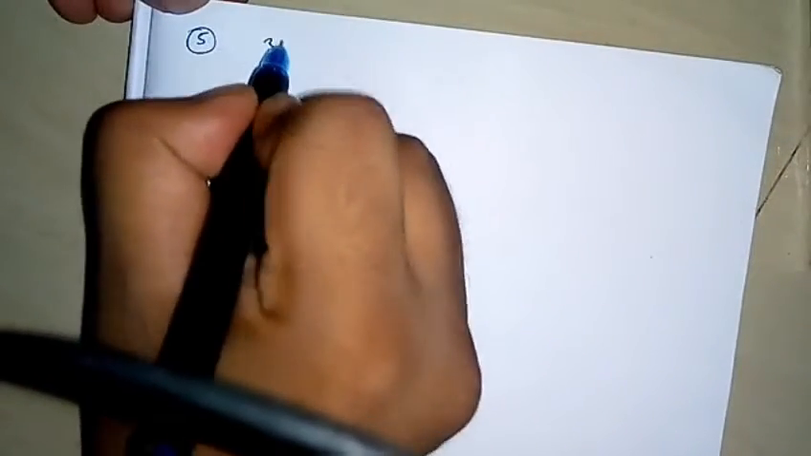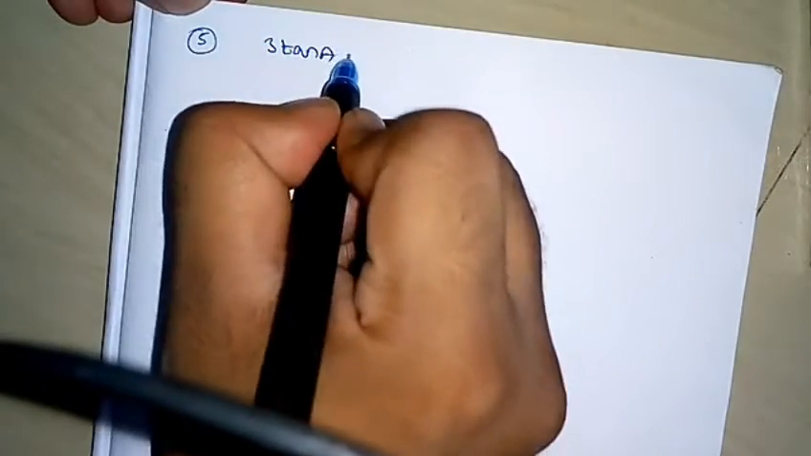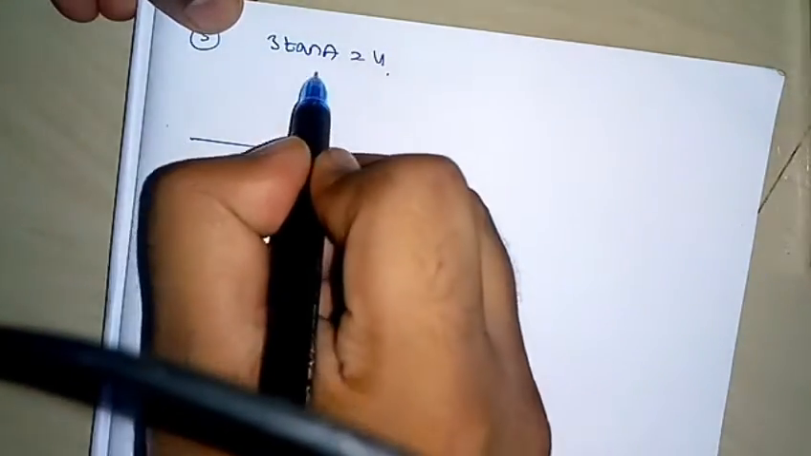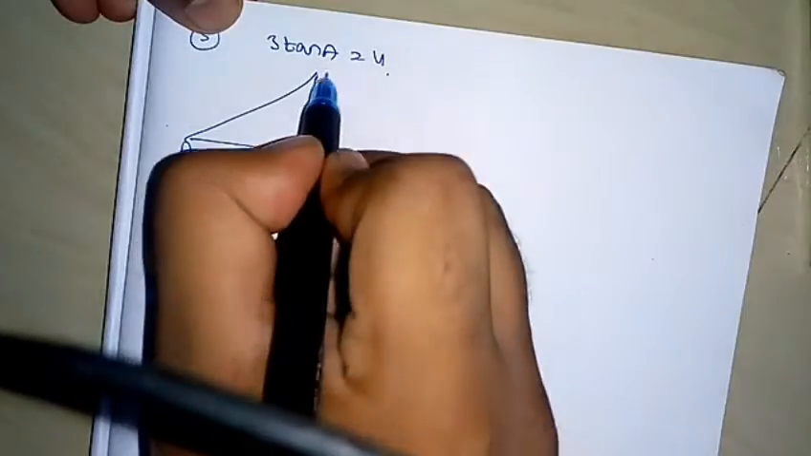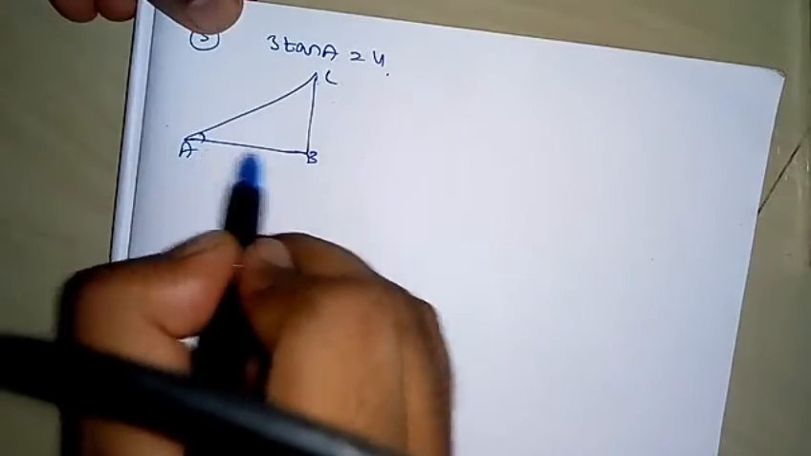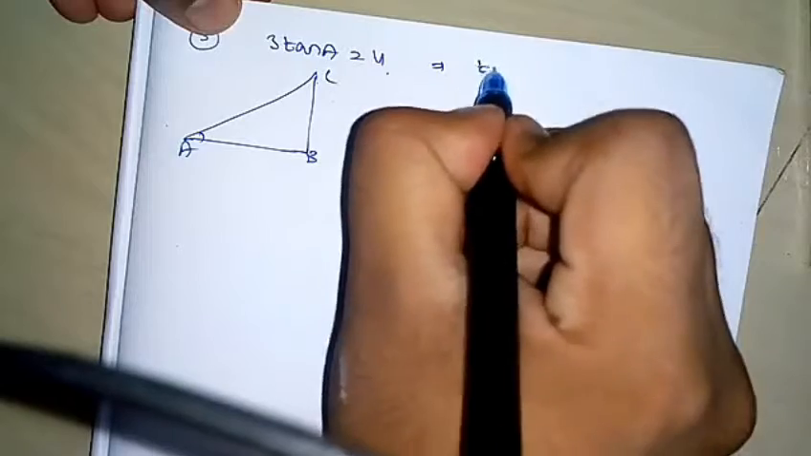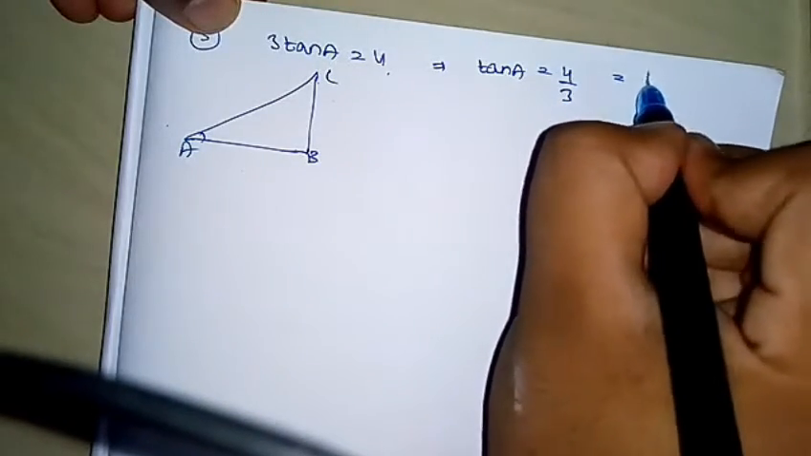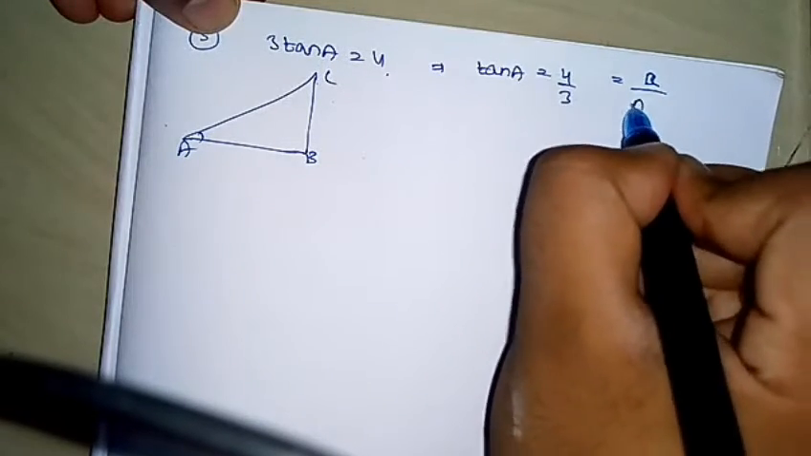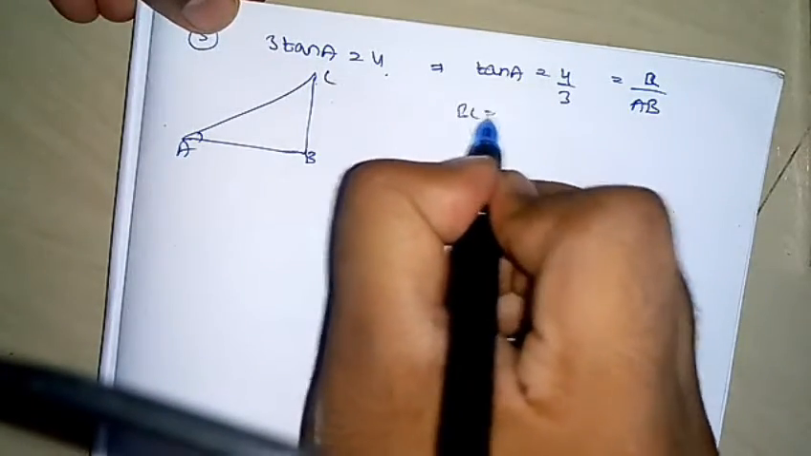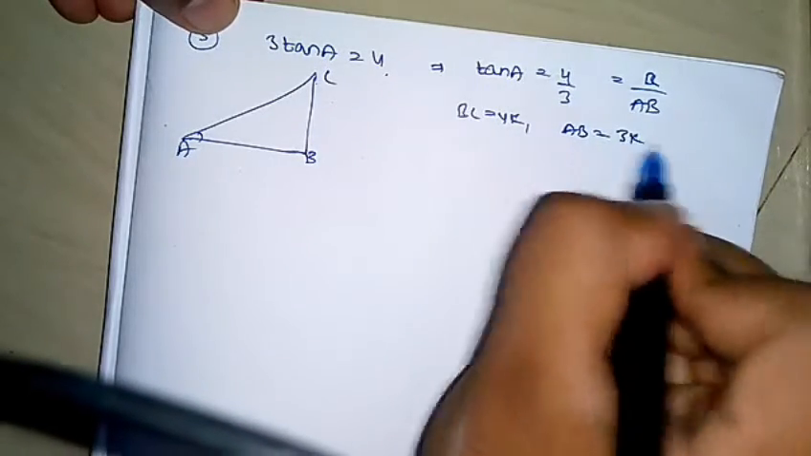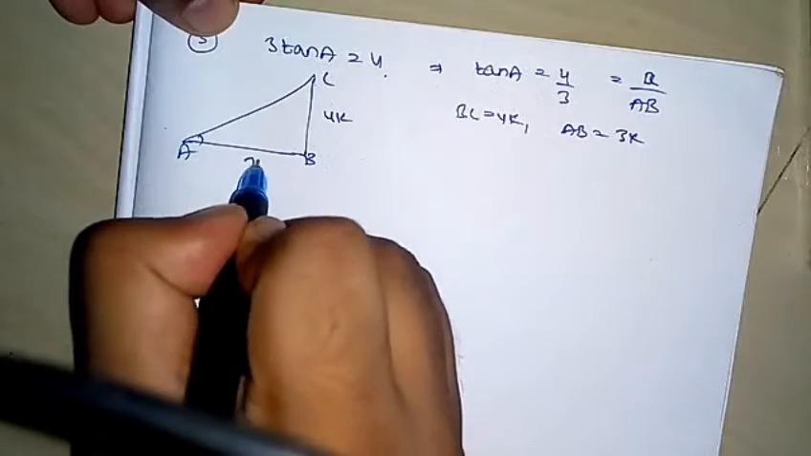Next, fifth question. You are given if 3 tan A is equal to 4, find sin A and cos A. In triangle ABC, you are given tan A is equal to 4 by 3, which is equal to opposite side BC by adjacent side AB. So BC is equal to 4K and AB is equal to 3K. So this is 4K, this is 3K.